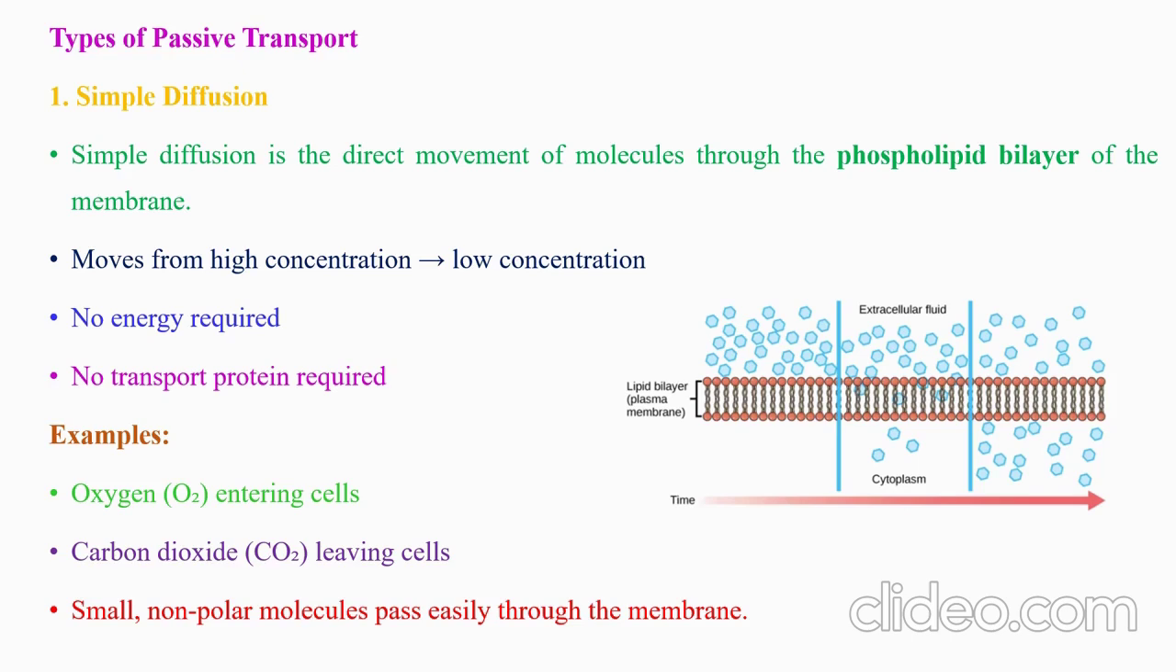This process occurs because molecules possess kinetic energy and move randomly, resulting in a net movement from a region of higher concentration to a region of lower concentration until equilibrium is reached. The rate of diffusion depends upon factors such as concentration gradient, temperature, surface area of the membrane, and size of the molecule. Smaller molecules diffuse faster than larger ones. Example: the movement of oxygen into cells and carbon dioxide out of cells during respiration.